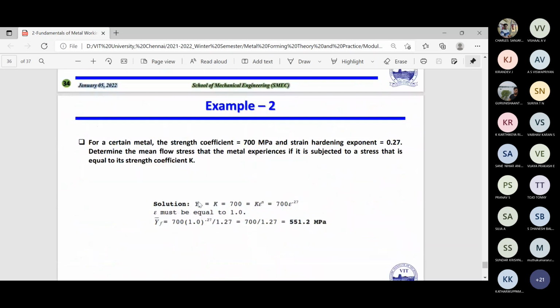So if YF equals K equals 700, it is given 700 into epsilon to the power 0.27. So epsilon you are considering as 1. So YF bar equals this much value, 551. You can just cross check. Yes, sir. Okay. So, small things, a little tricky.